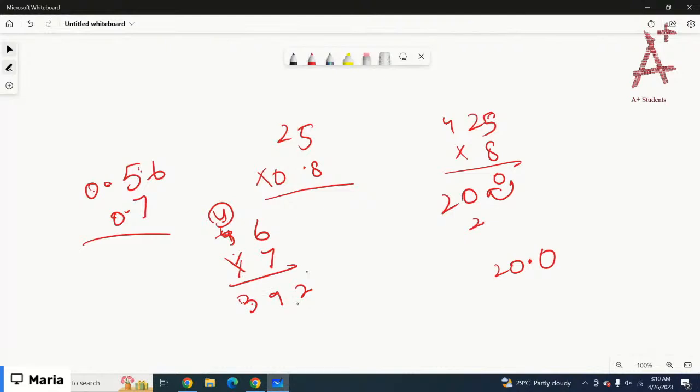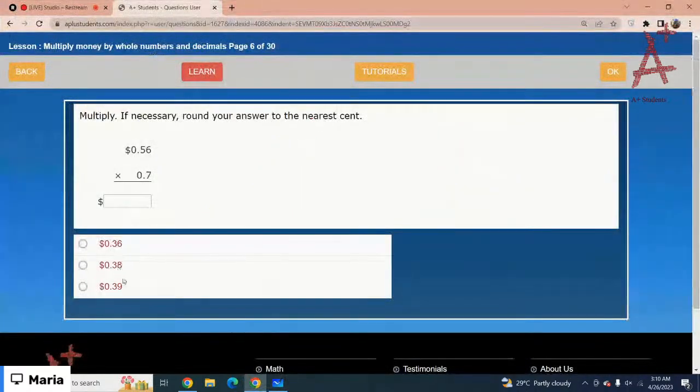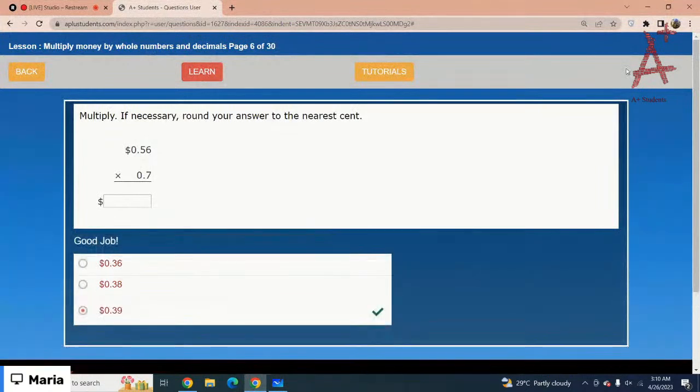You need to move the decimal point. Here you have 2 decimal places and here you have 1. That means you have a total of 3 decimal places. You need to move the decimal point from here to here. It would be 0.392, or rounded, 0.39. Got it? The correct option is 0.39.